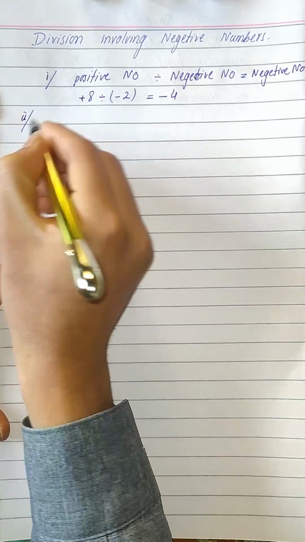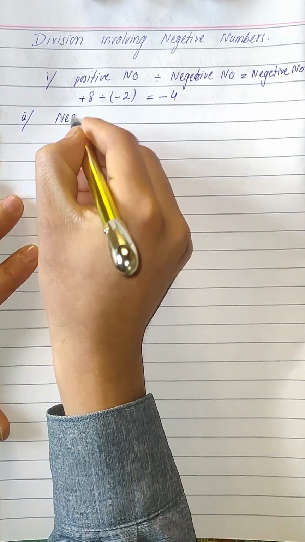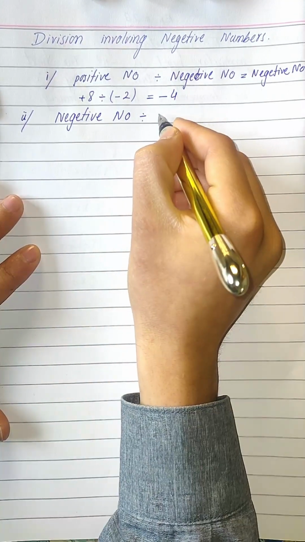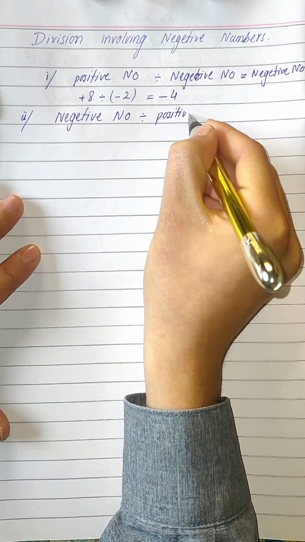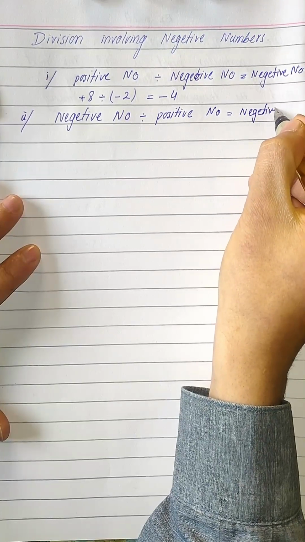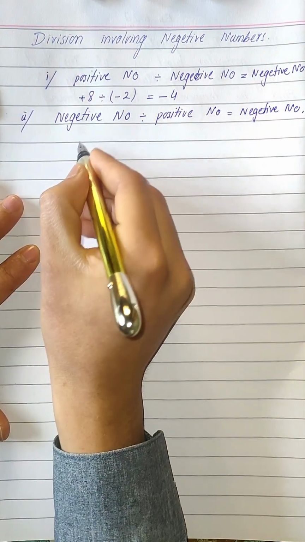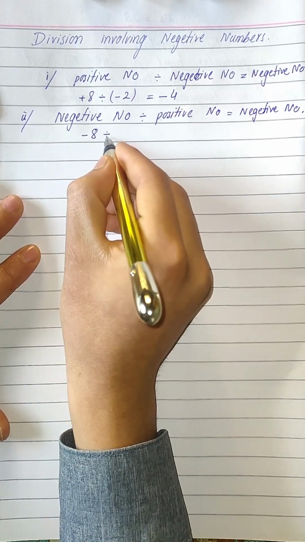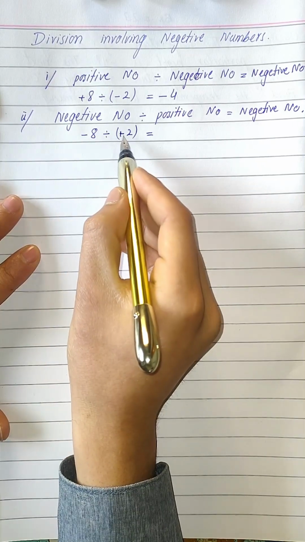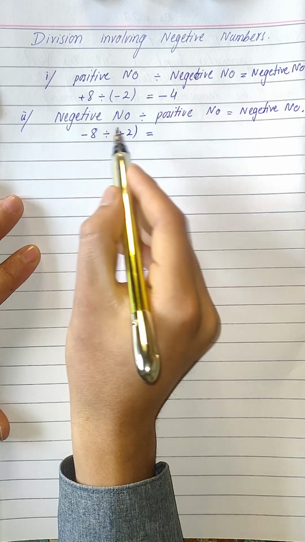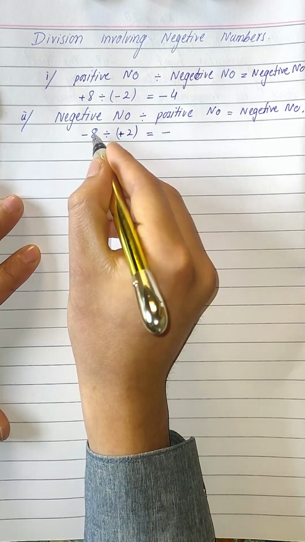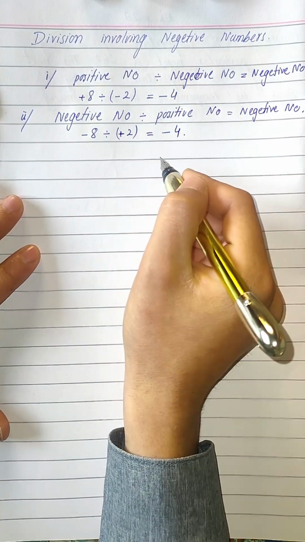And the second rule is if we divide a negative number divided by a positive number, the answer again will be a negative number. How? We can see that if we divide minus 8 divided by plus 2. Here the first number is a negative number, the second one is a positive number, and if we divide a negative with a positive, the answer will be a negative number. So minus divided by plus will be minus, and 8 divided by 2 will be 4. So the answer will be minus 4.